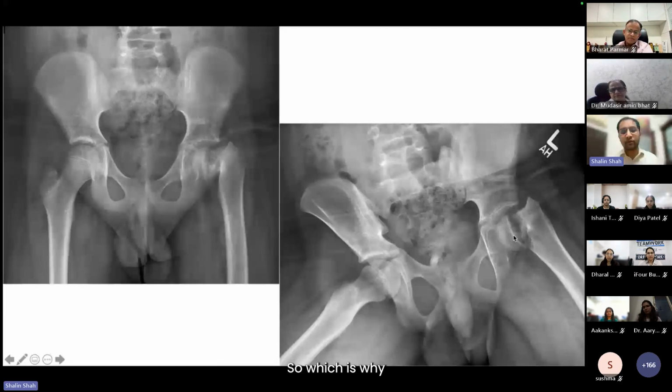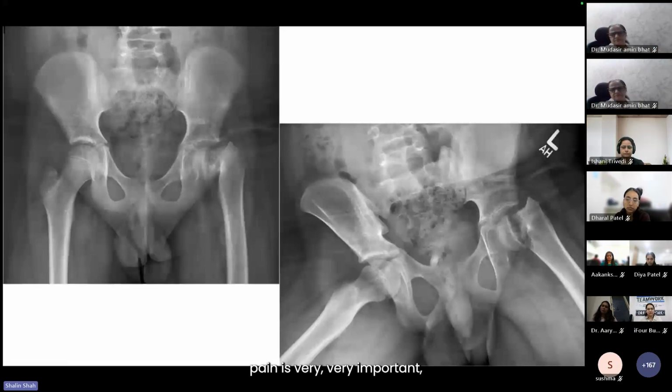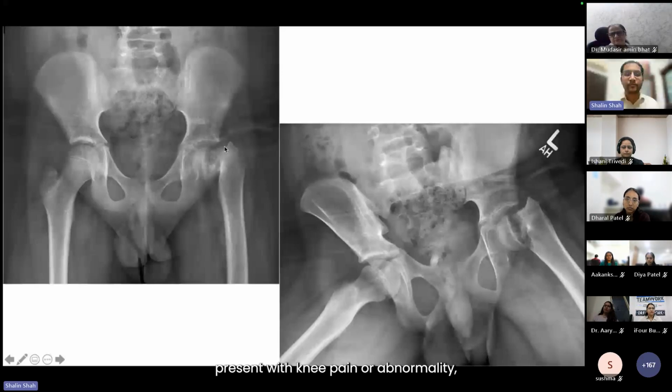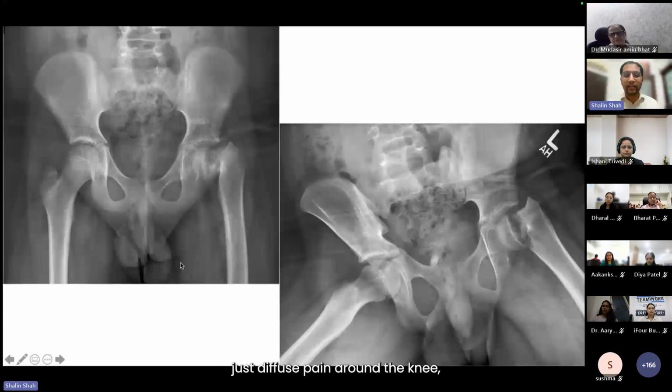So which is why examining the knee joint when there's hip pain, and the hip joint when there's knee pain, is very important, especially the hip joint, because a lot of them present with knee pain or abnormality, just diffuse pain around the knee which is unexplained.